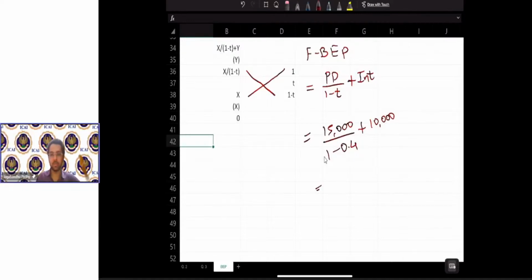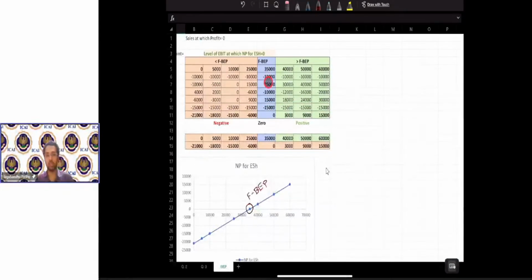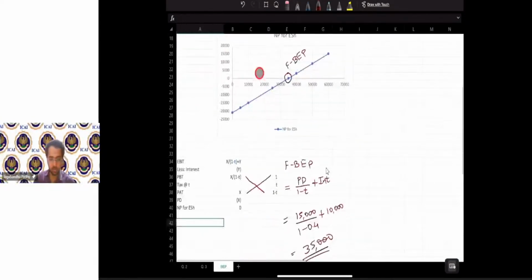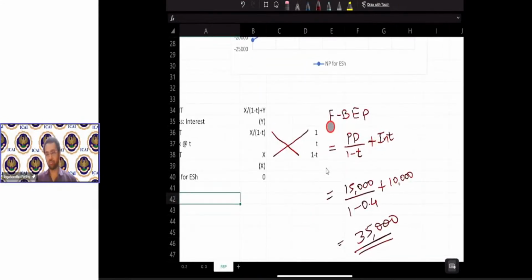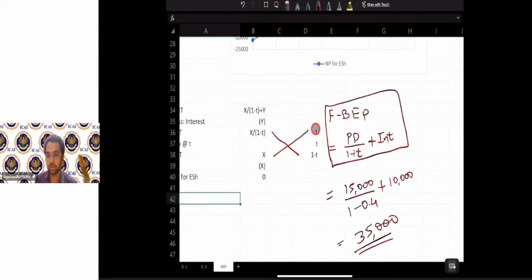Okay, so if you just solve it, you can get the answer as 15 upon 0.6, which is 25 and 10, so that's like 35,000. And that's exactly the break-even point in the example that we are looking at. So I've derived this financial break-even point formula. If you wish to remember the derivation, that's fine. If you don't, you can simply learn this financial break-even point formula by heart, right?